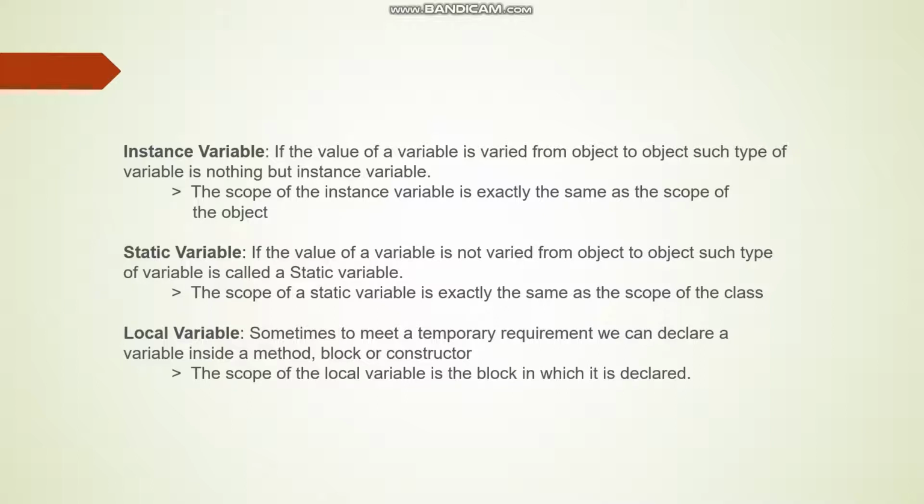Now comes the next point, local variable. Sometimes to meet a temporary requirement, we can declare a variable inside a method, a block, or a constructor. Such type of variable is called a local variable. The local variable is created while executing the block in which it is declared. Once the block execution is completed, the local variable is automatically destroyed. So we can conclude that the scope of a local variable is the block in which it is declared.